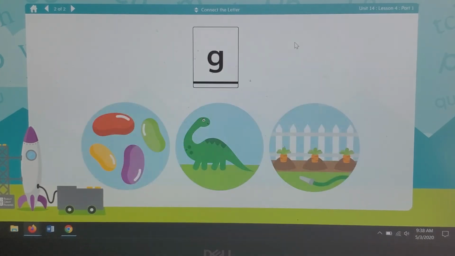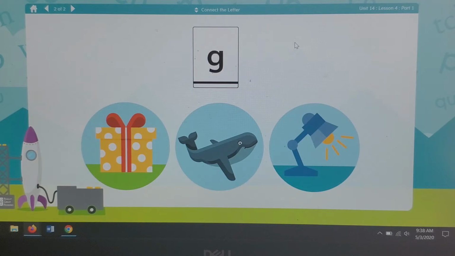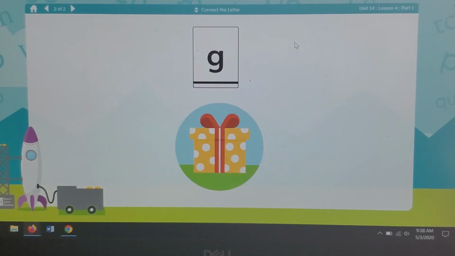G is correct. We have jelly beans, dinosaur, garden. Which one begins with G? Garden is correct. Next, we have gift, whale, lamp. Which one begins with G? Gift is correct. Do any of you remember what the synonym, or the word that means about the same, of gift is? Present and gift are synonyms. So if you said present, you are correct.